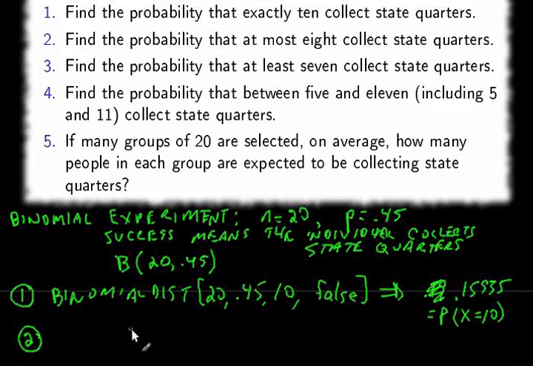Number 2, the probability that at most 8 collect state quarters. So here we're looking for the probability of at most 8. That means less than or equal to 8. Well, that's exactly what a cumulative probability does. The cumulative probability calculates the probability of 0, 1, 2, 3, 4, all the way up to the number of interest. In this case, we want 8, so we want the probability of 0, 1, 2, 3, 4, 5, 6, 7, 8, all added up. That's exactly what the cumulative probability does.